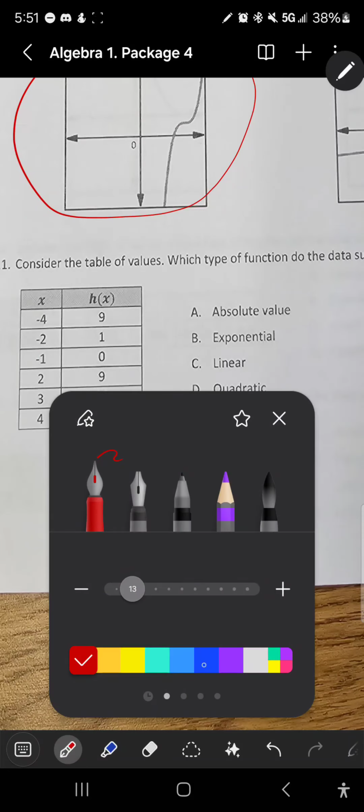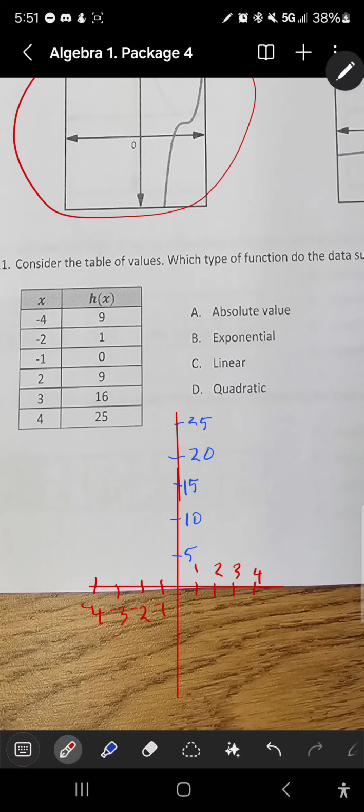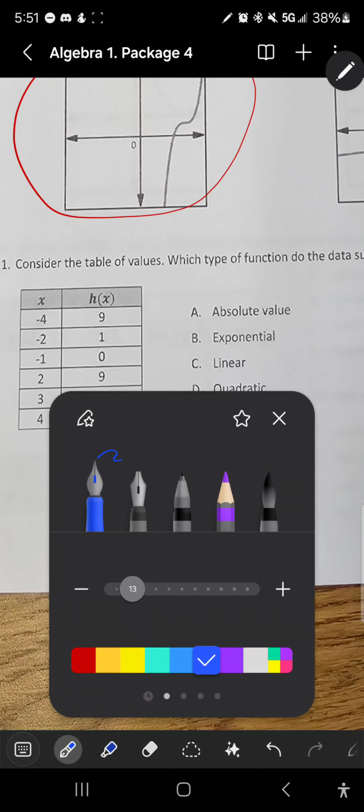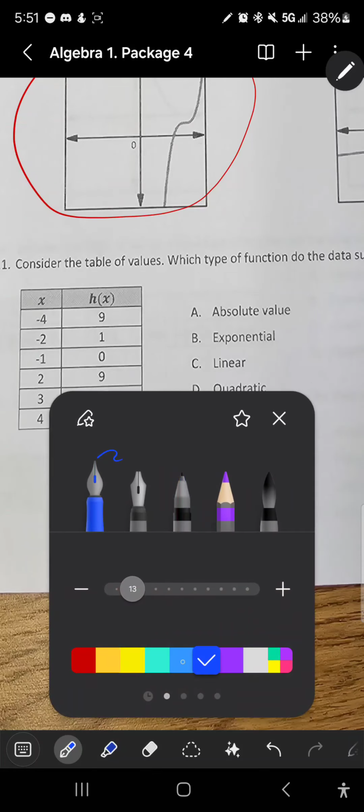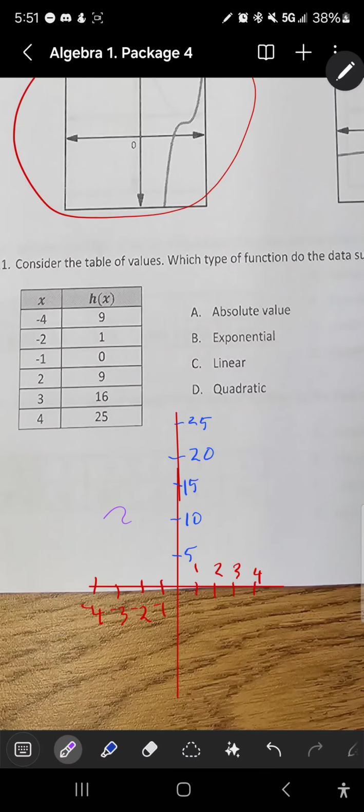Okay. And now here we don't have a wide negative, so it doesn't matter. So now let's see, we have -4 with 9. -4 with 9 is over here. -2 with 1, it'll be all the way over here. -1 with 0. Then 2 with 9. 3 with 16. And 4 with 25. And this is what you can see.